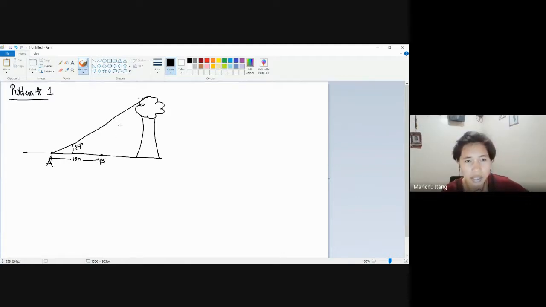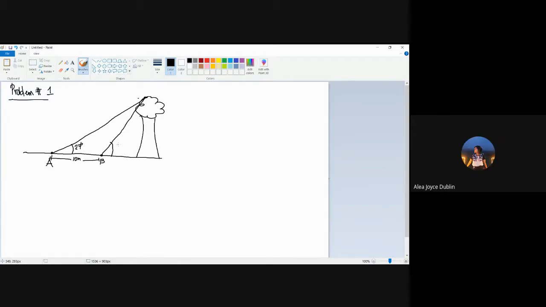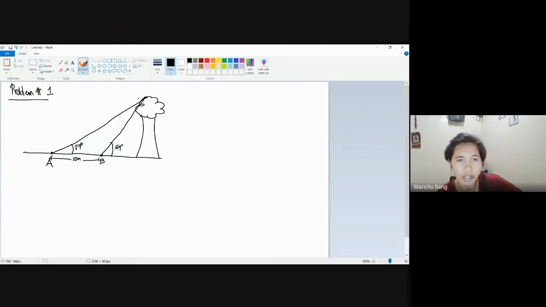So from point B, the observer looked up to the same point at the top of the tree, and this becomes 54 degrees. Now we are required to compute the height of the tree, right? So how are we going to compute the height of the tree? So this is a triangle, right? But not a right triangle. So what we have here, we have 54 degrees and 27 degrees.